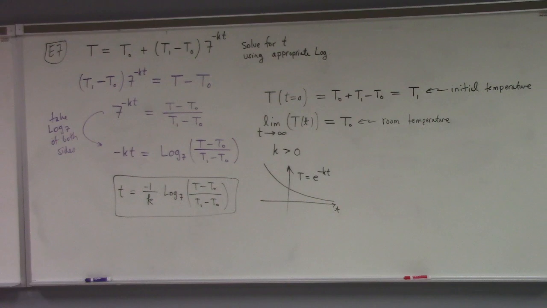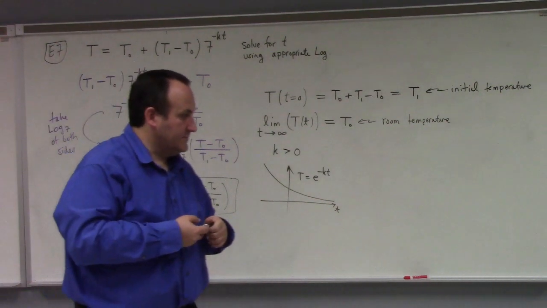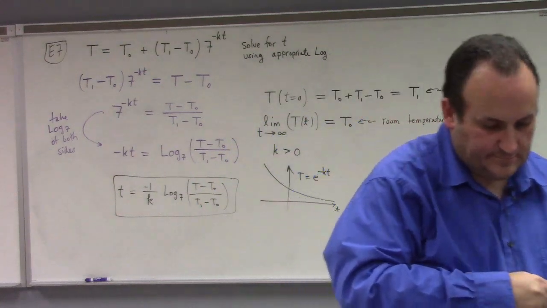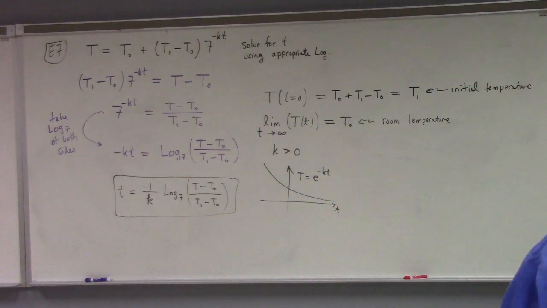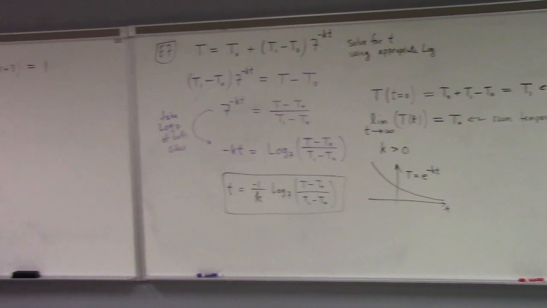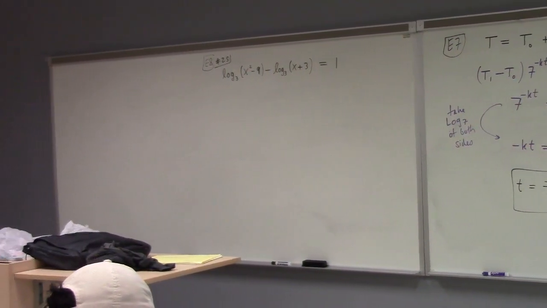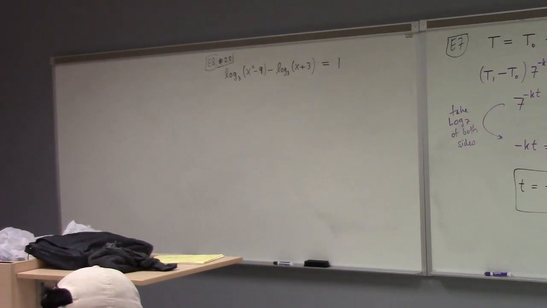There's a few different paths to go down here. So you guys get me started. Which path do you want to send me down? Rewrite it as log base 3 of (x squared minus 9) divided by (x plus 3). We could go down that path. Why not?